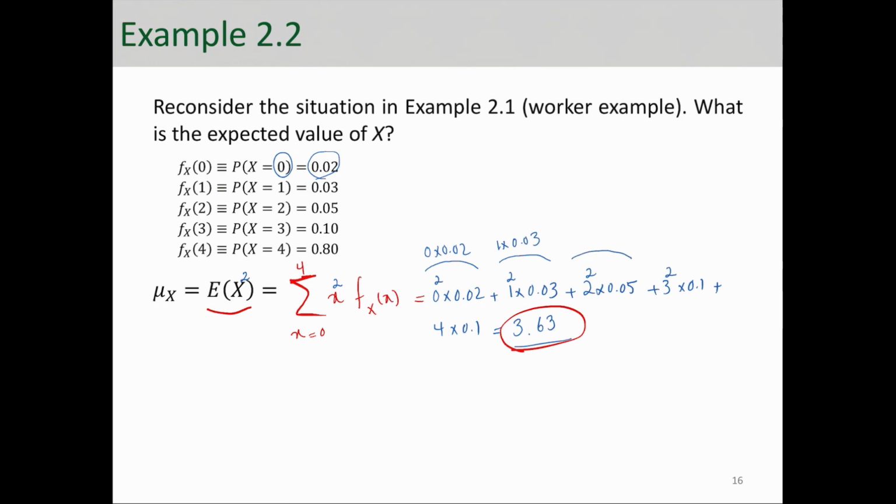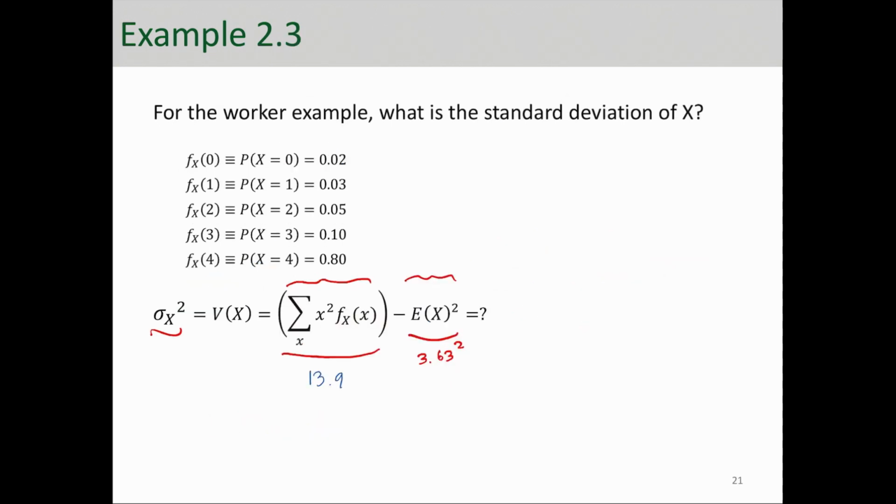But starting from here, it's going to be 4 times 0.05. And here, 9 times 0.1. And also here, 4 squared, and that would be 16 times 0.1. Once you do the math, that will be the expected value of x squared. And in fact, that is equal to 13.93. Well, let's go back to here. So if this is 13.93 and this is 3.63 squared, then when you do the math, the answer is 0.75. That's the variance of this random variable.